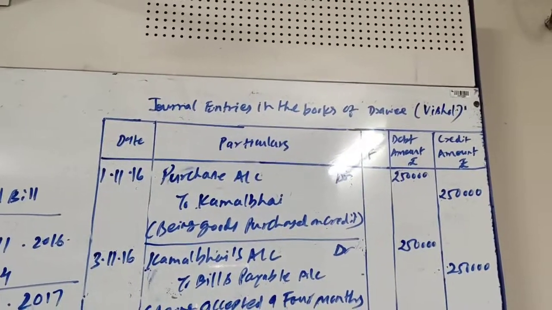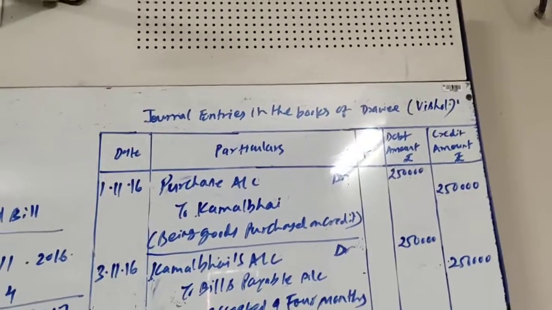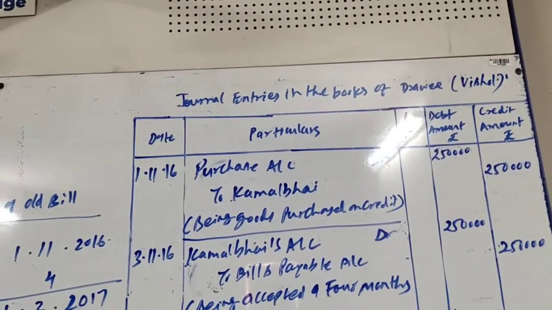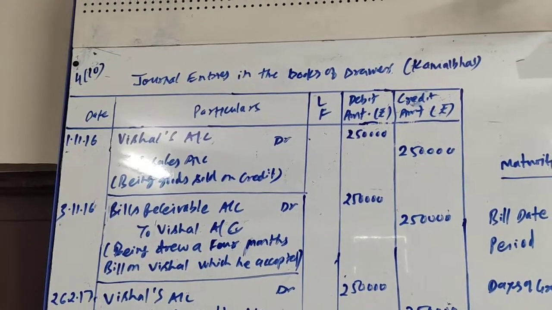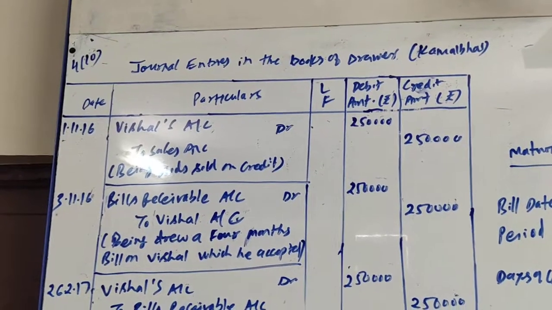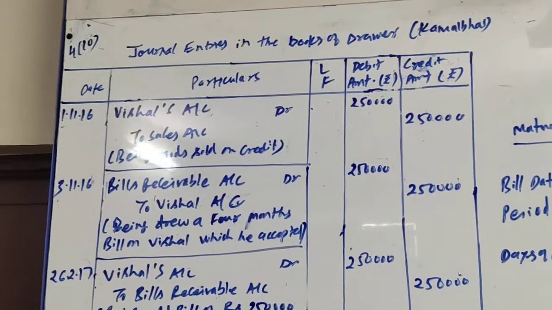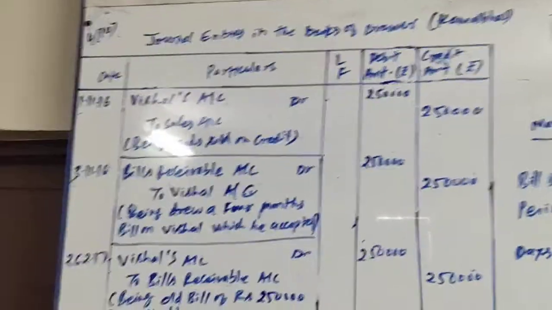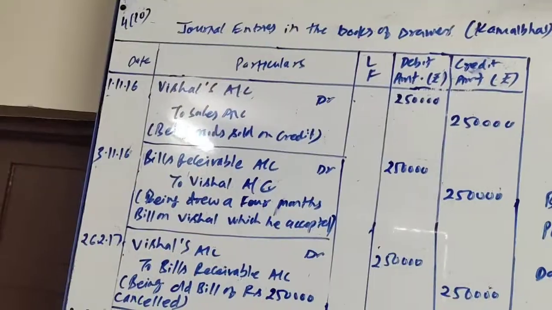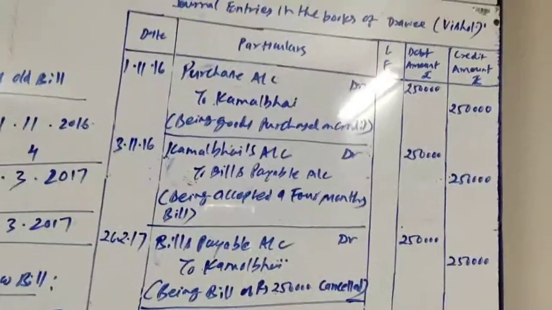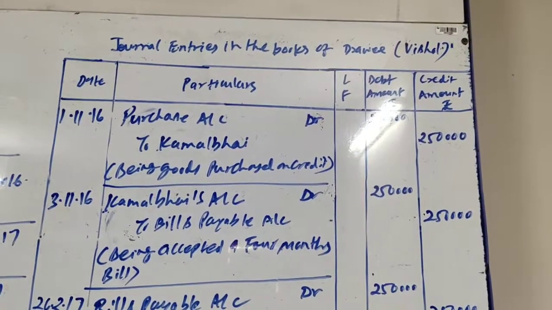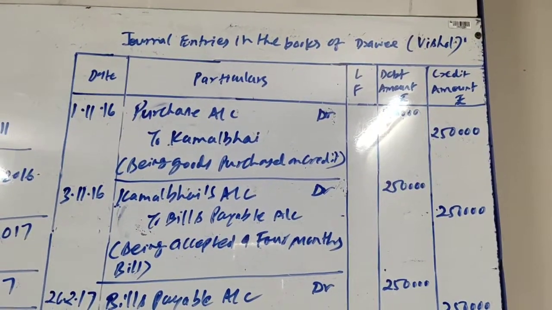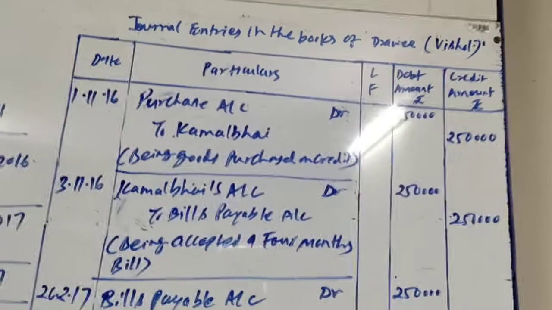Now friends, for this amount on 3/11, Vishal accepted a bill which was drawn by Kamal Bhai. So in the books of Kamal Bhai, the entry will be bills receivable account debit to Vishal account 2,50,000, being drew a 4 months bill on Vishal which he accepted. And for the same entry in the books of Vishal, that is the drawee, it will be Kamal Bhai's account debit to bills payable account 2,50,000, being accepted a 4 months bill.